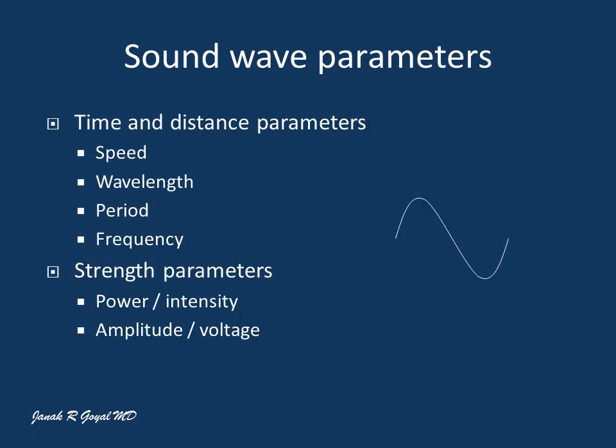These are parameters used to describe the sound wave. The parameters used to describe time and distance are speed, wavelength, period, and frequency. And the parameters used for strength are power and amplitude. In this presentation, I will discuss only frequency and will not discuss other components further.